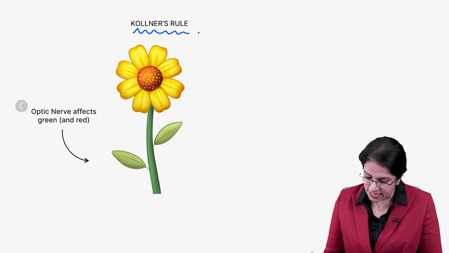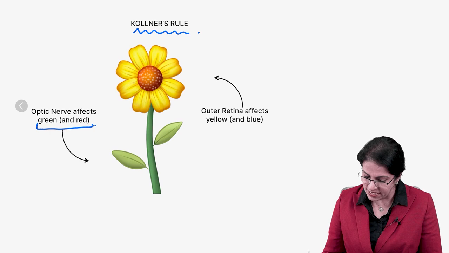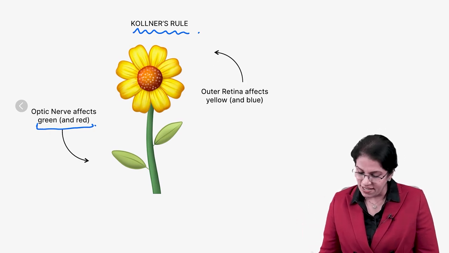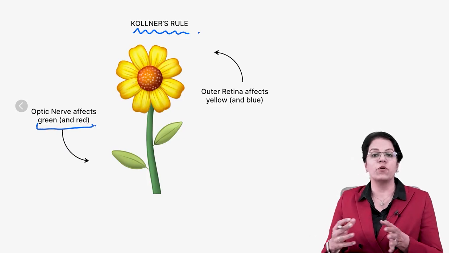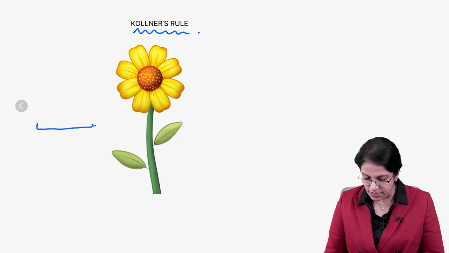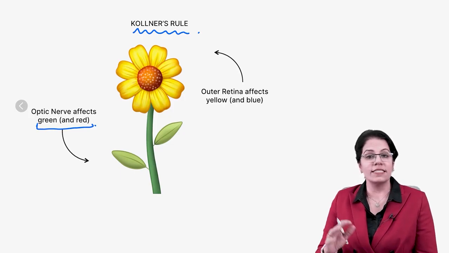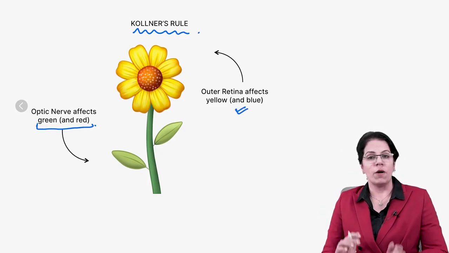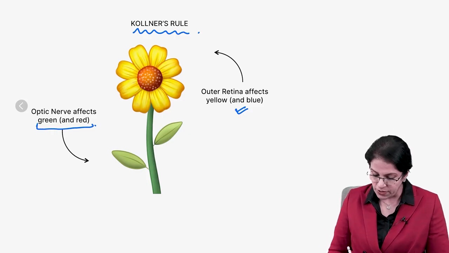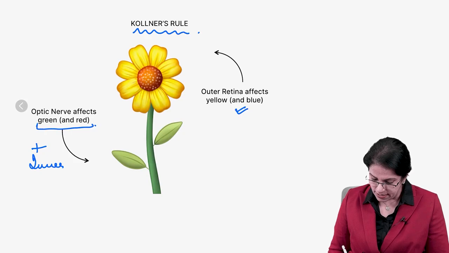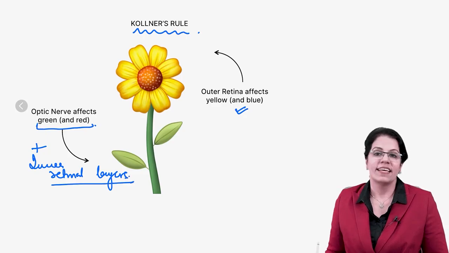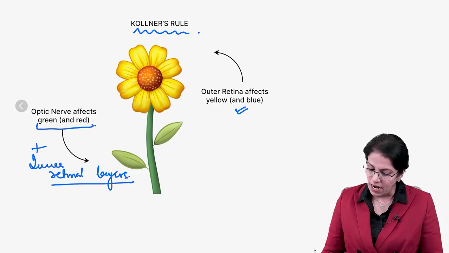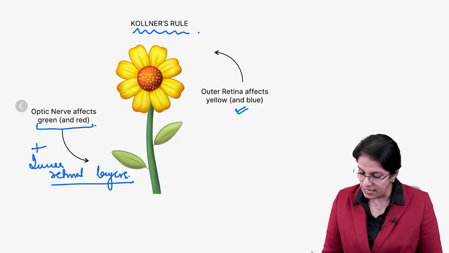So Kollner's rule says that red and green is generally affected in optic nerve defects. And when you talk about the outer retina, optic nerve and of course the inner retina, we can add it here, where we have written outer retina means inner 6 layers, outer 4 layers. So outer retina, it is mainly blue-yellow. Okay? So optic nerve and inner retina, you can include that here. Inner retinal layers, it is mainly red-green, and outer retinal layers, outer 4 mainly, it is yellow.